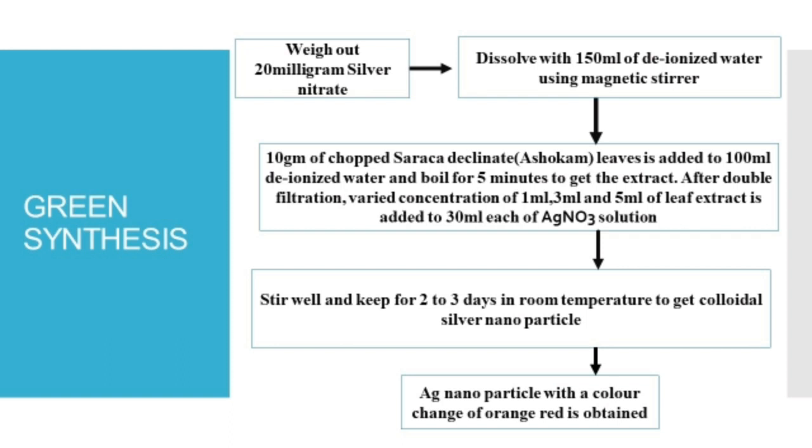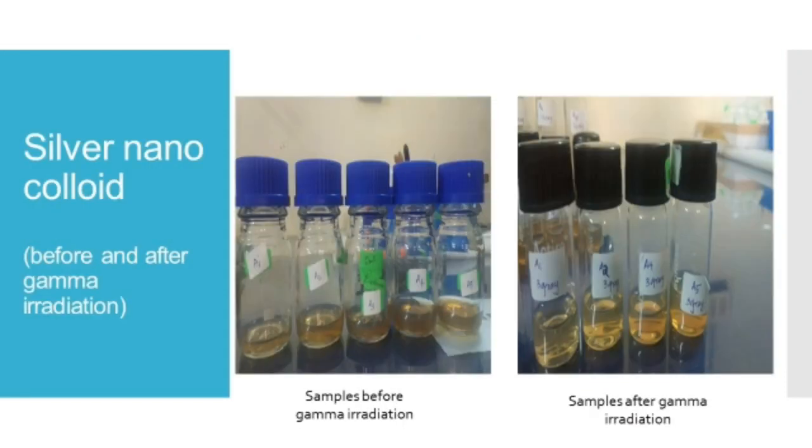which is prepared earlier. After keeping for 3 days, we can observe that the color of the samples changes from yellow to orange red, which indicates the formation of silver nanoparticles in the solution. Each of these samples is equally divided into separate bottles, and to one set of these samples, gamma irradiation is carried out. This picture shows the samples before and after irradiation.